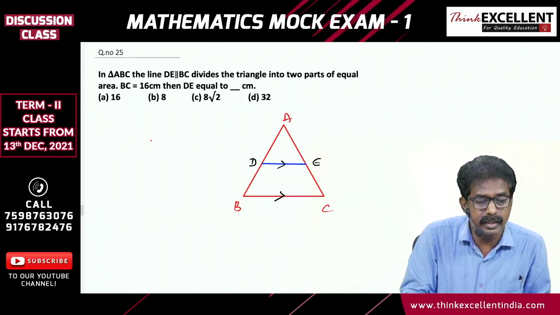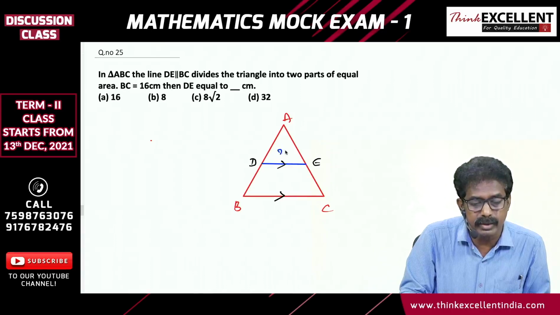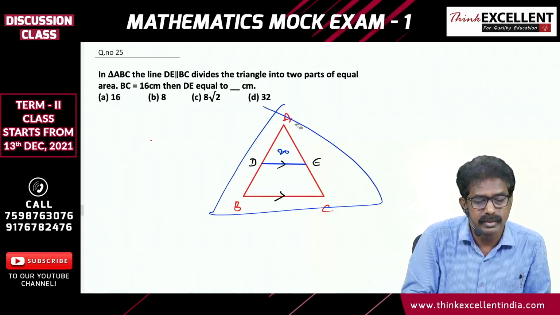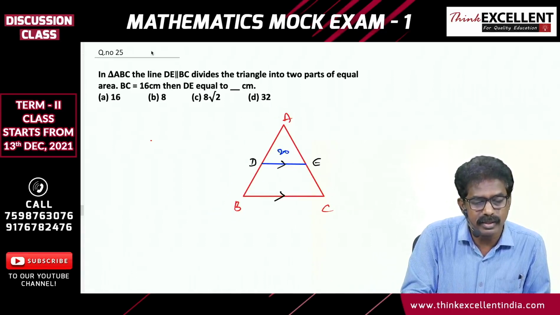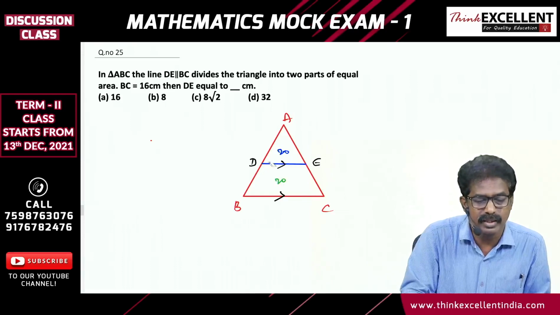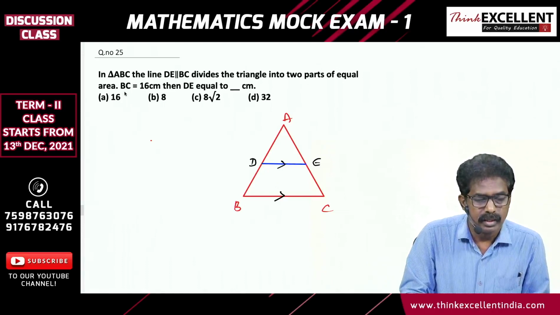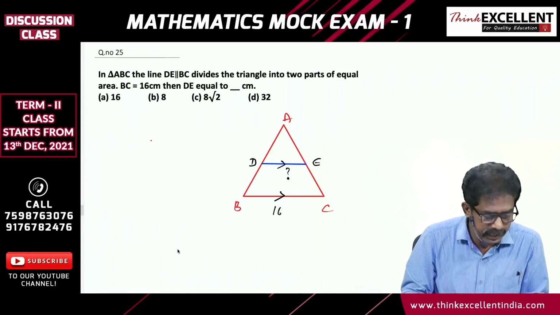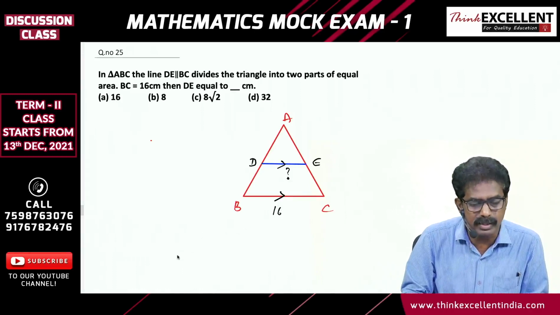Suppose I'm taking this first triangle, ADE, and the area is 20. Can you say the area of the full triangle? Yes? 40, because this is 20, this part also 20, the total is 40. Okay, now please listen to what they asked. BC is equal to 16 centimeter. Then they asked what is DE. So I'm taking the small triangle first.